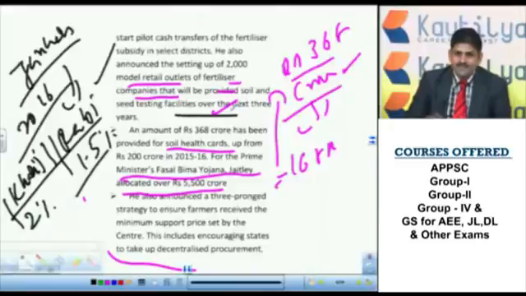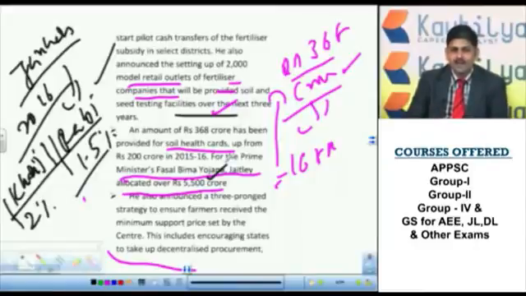But for this scheme, the budget allocation was 5500 crore. They will directly ask you the question. This is very important. In this case, there is a chance of asking the amount. So how much budget allocation was made to the Prime Minister's Fasal Bhima Yojana? That is rupees 5500 crore.